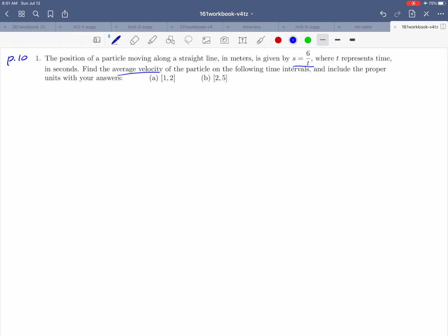Okay, so let's start by just pointing out that this 6 over t that we're given, that's our function. So we could also write s equals f of t equals 6 over t. Okay, and then part A is asking us for the average velocity between 1 and 2. So we can write that down using our notation AV from 1 to 2. And we talked about how we're really just calculating a rise over a run when we do that. So our average velocity is going to be f of 2 minus f of 1, that's the distance that we moved, over the amount of time that went by, 2 minus 1.